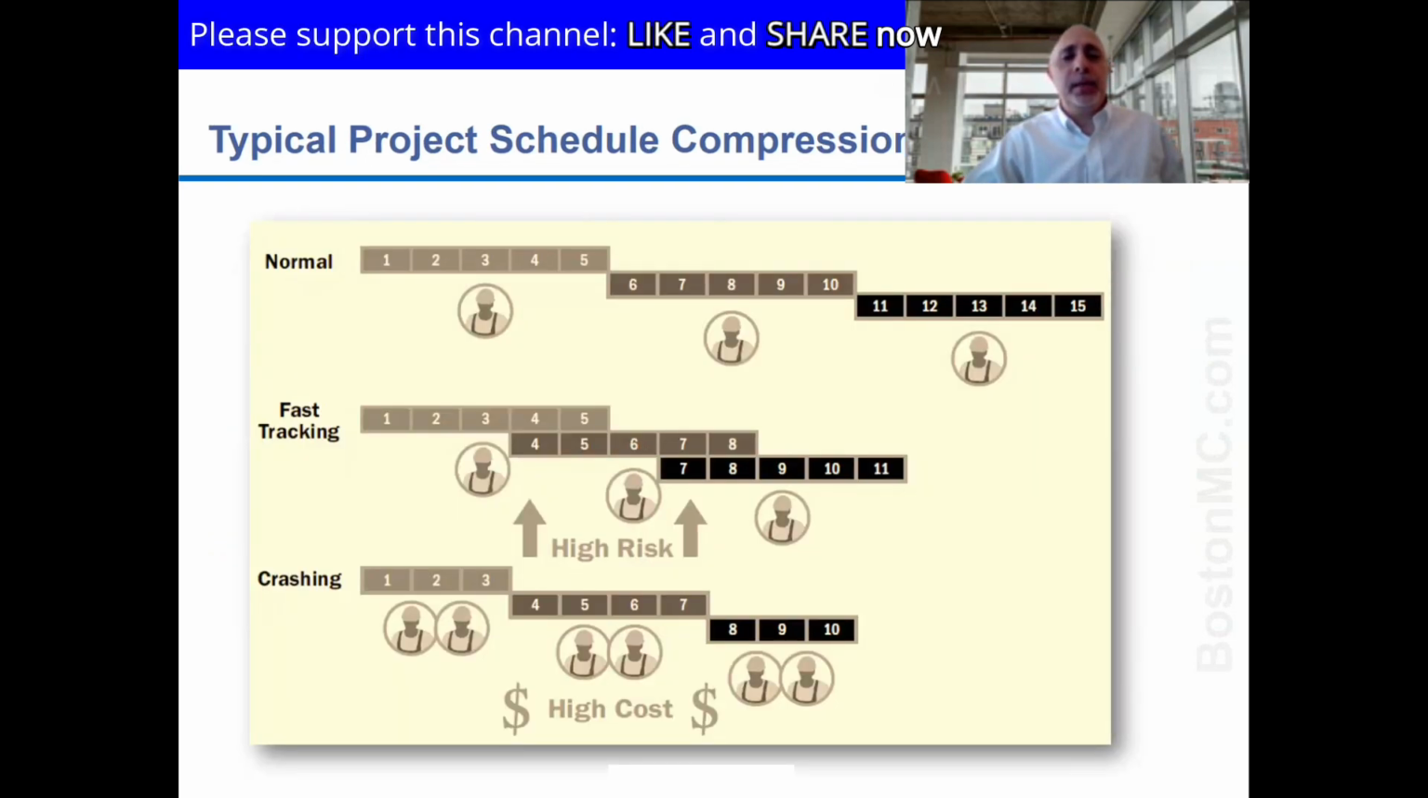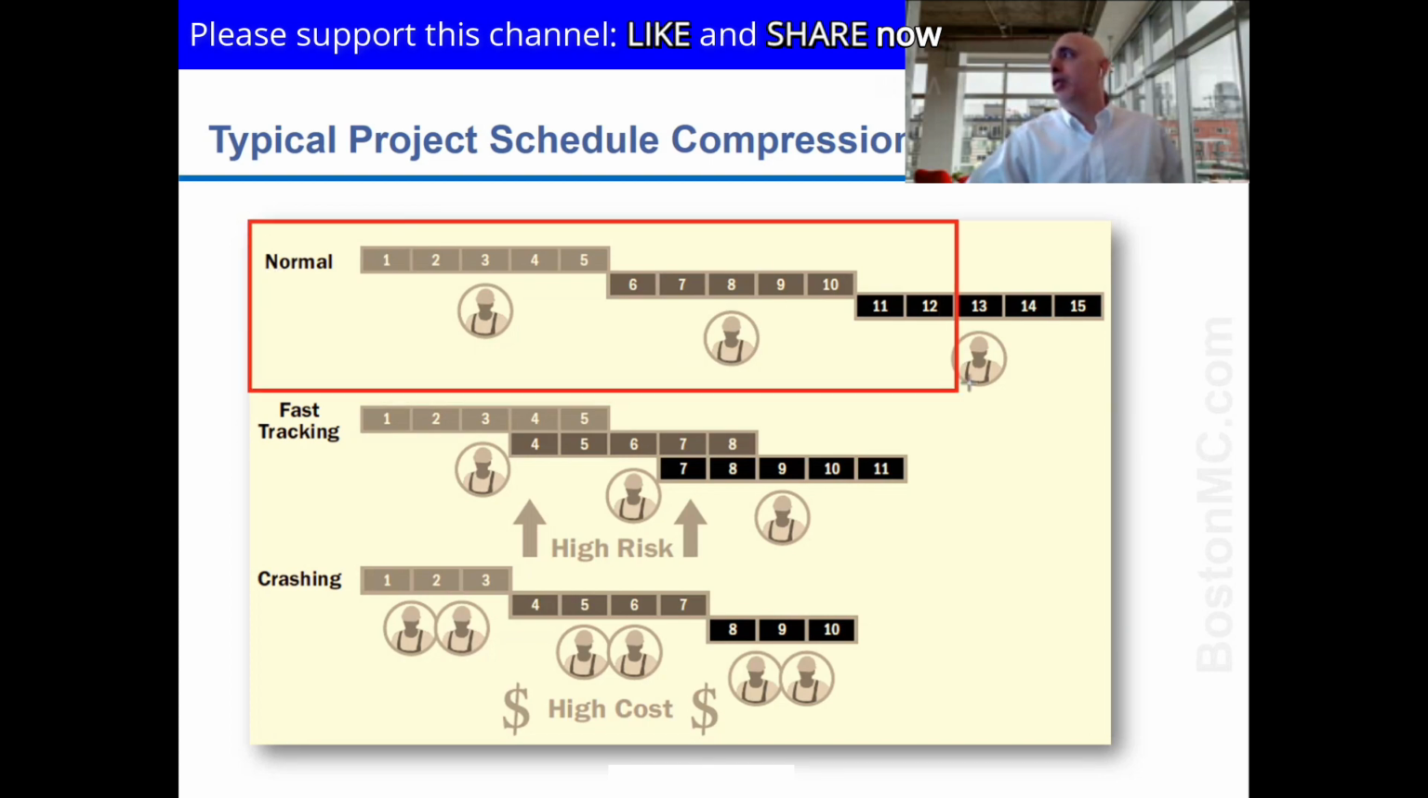I have an example here that demonstrates how fast tracking and crashing work. Let's say you have a normal project. This is a schedule with the normal duration at 15 days. This person is going to spend 5 days on their activity. The other person will spend 5 days. The third person spends 5 days. Could be the same person, who knows? But all together, it looks like it will finish in 15 days.